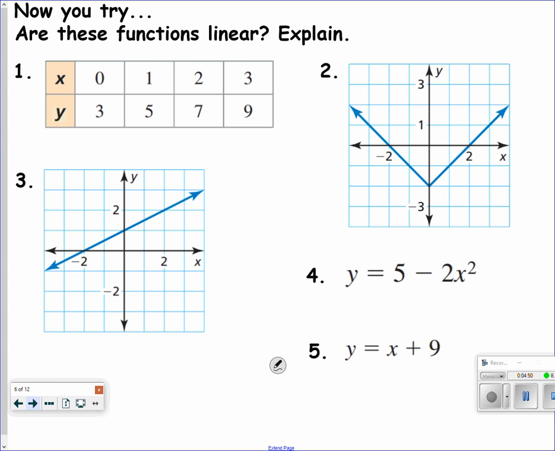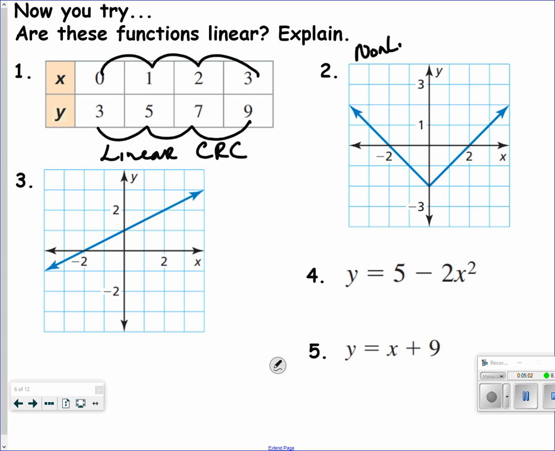Welcome back. So this is going up by 1s, up by 2s. This is linear because it has a constant rate of change. 2, nonlinear, does not have a constant rate of change.